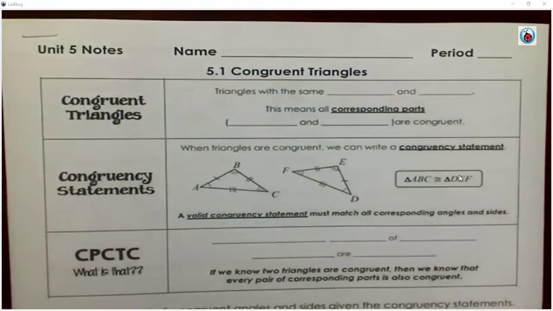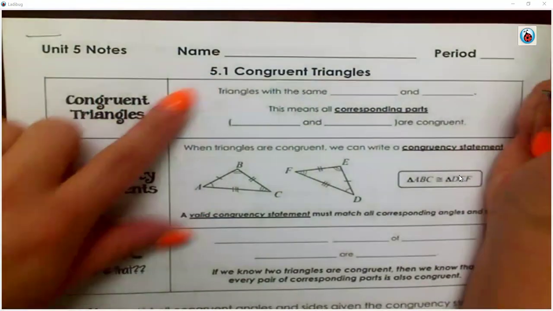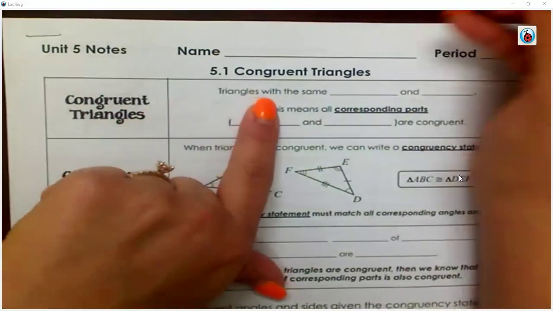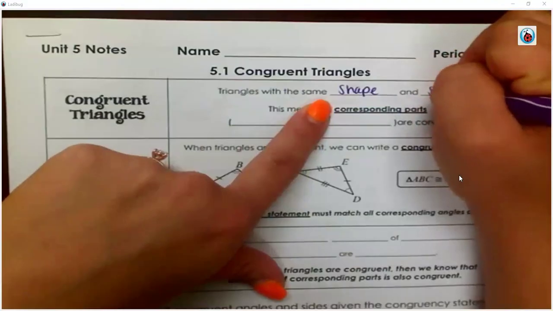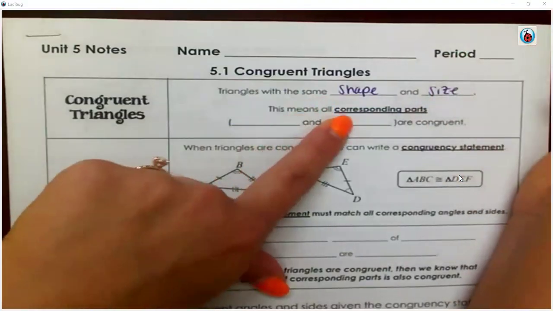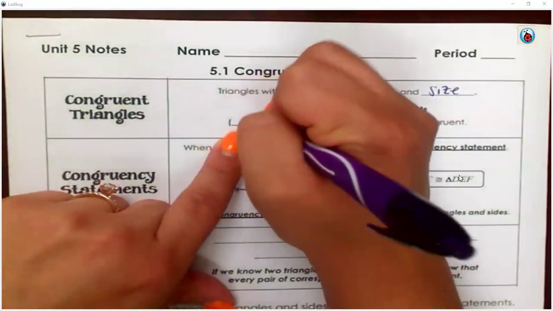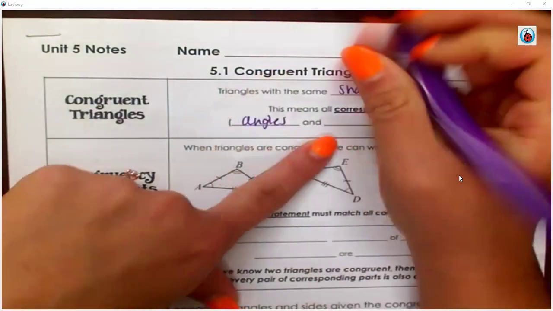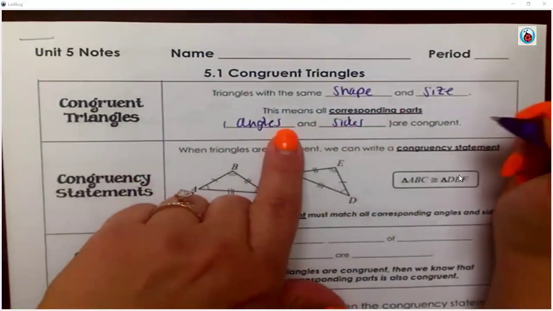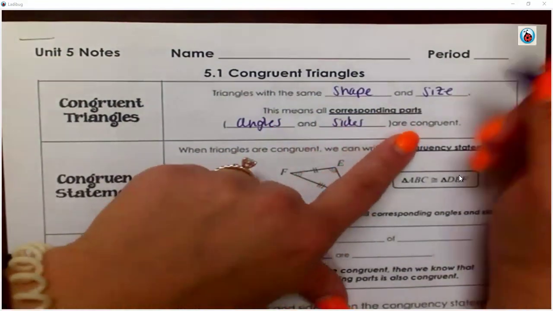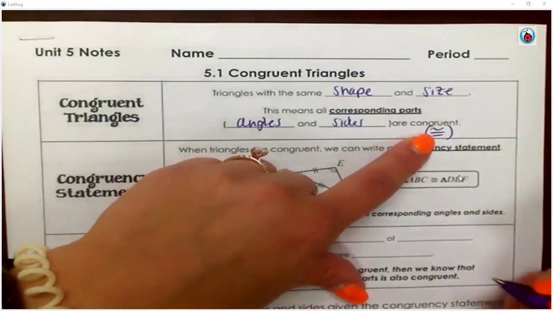All right, so this is the start of Unit 5, and we're starting off with 5.1, congruent triangles. Congruent triangles are triangles with the same shape and size. This means all corresponding parts, and by corresponding, I'm referring to the angles and sides, are congruent. And remember, the symbol for congruent is the equal sign with the squiggle above it.